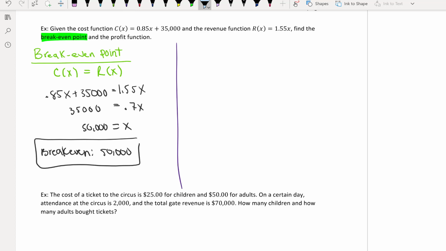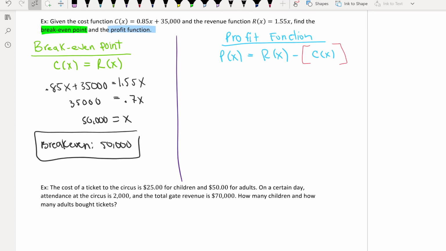Now, the next thing I want to consider is the profit function. So over here, I'm going to consider my profit function. My P of x is going to equal my revenue function minus, and I always like to put brackets, my cost function. The reason I put brackets is because a lot of students forget to distribute. You can even put a -1 there so you know that you're going to distribute.